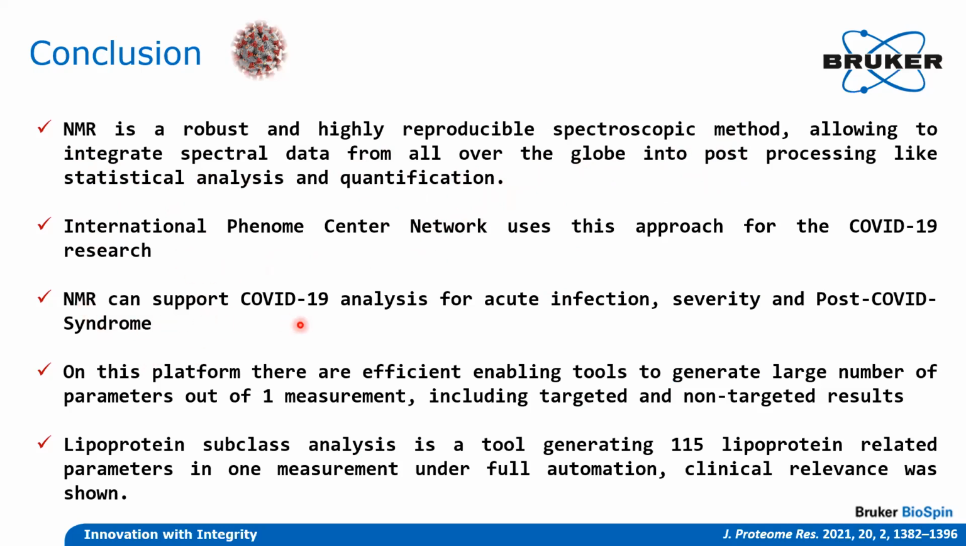NMR can support COVID-19 analysis for acute infections, severity, and also post-COVID syndrome. This platform is an efficient enabling tool that allows us to generate a large number of parameters, for example the lipoprotein parameters, from one measurement. You can perform targeted and non-targeted analysis as well. The lipoprotein subclass analysis generates about 115 lipoprotein-related parameters in one measurement under full automation.